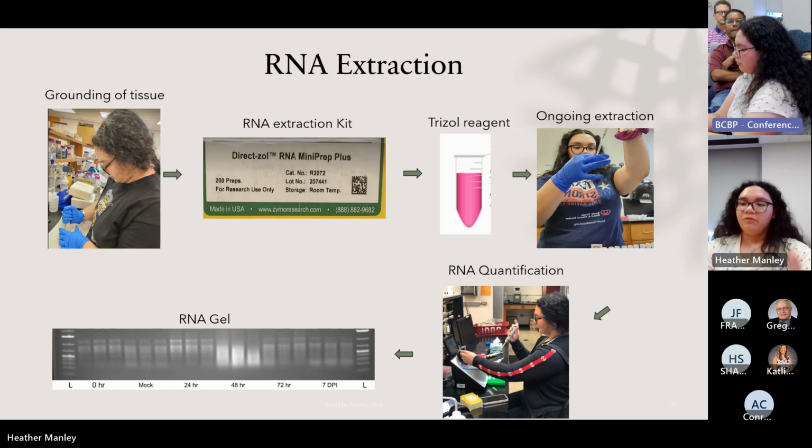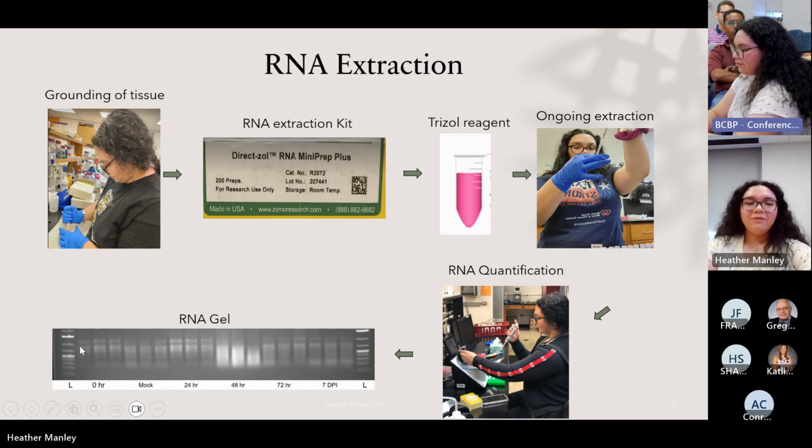So then we start with the lysis of the cell. So we use TRIzol. And then we just go on. And then we do RNA quantification, which is putting them on the NanoDrop. And then we just run it on a gel. And then we have the gel, which basically tells us the quality of the RNA.